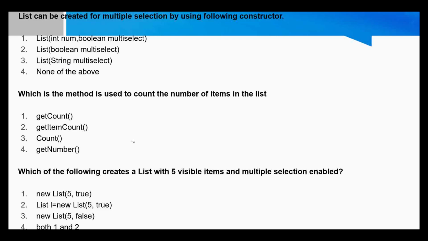At the end of the session, we will see some MCQs on today's topics. So our first question is, list can be created for multiple selection by using which constructor? That constructor is list with 2 parameters, integer and boolean value. Next question is, which method is used to count the number of items in the list? So the answer is getItemCount. Which of the following creates a list with 5 visible items and multiple selection enabled? So the answer is both 1 and 2.